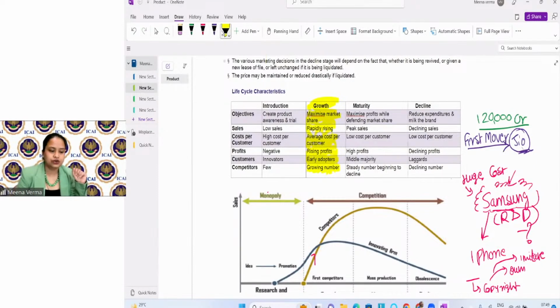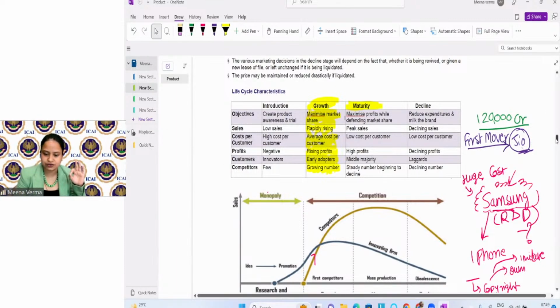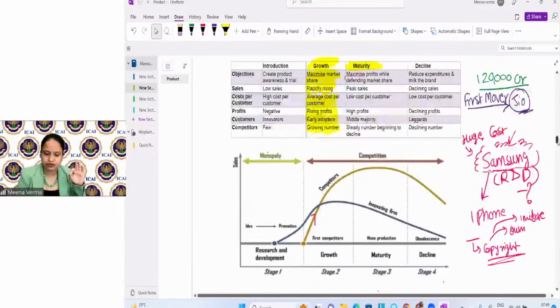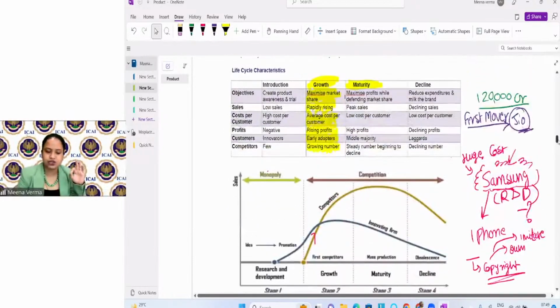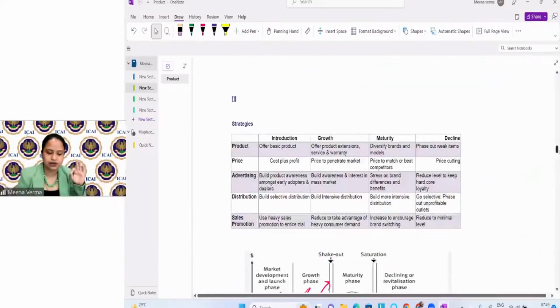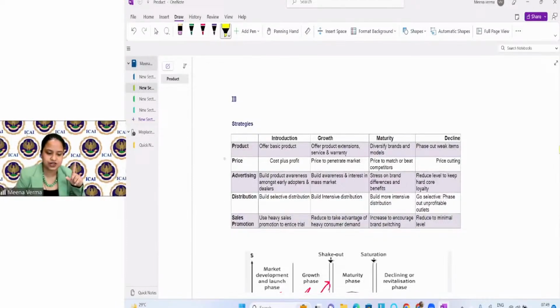All right. So the next stage is what? Maturity stage. Now, what happened in case of maturity stage? Next is what? We have the maturity stage. Right? What is maturity stage? So in case of maturity stage, growth stage strategies also. Let's discuss the strategy quickly.